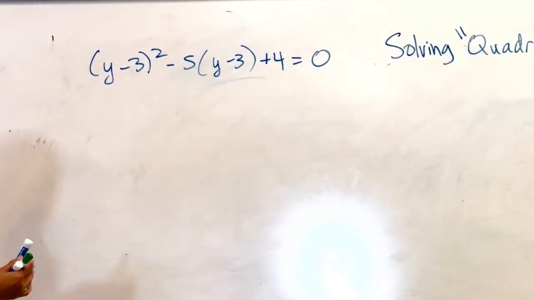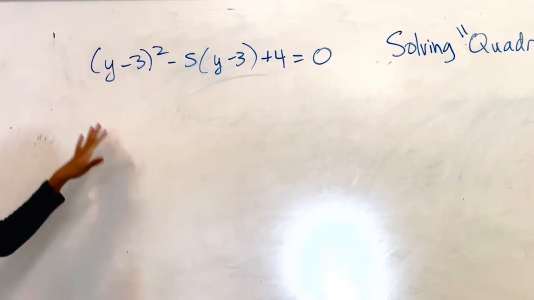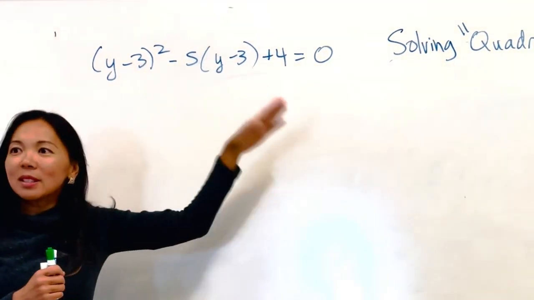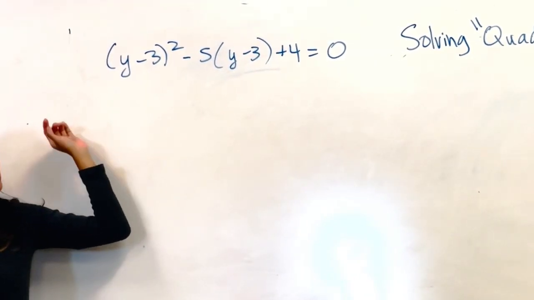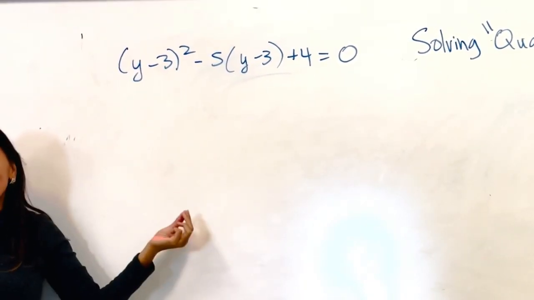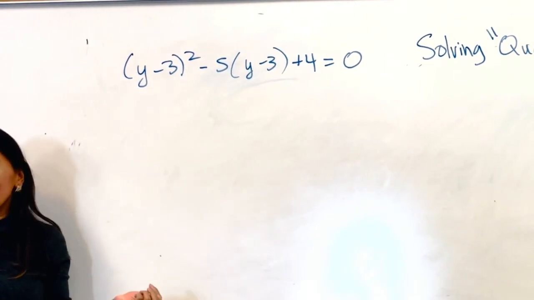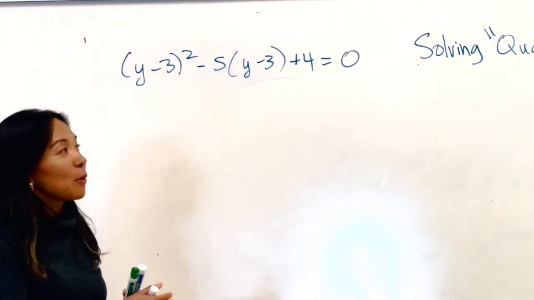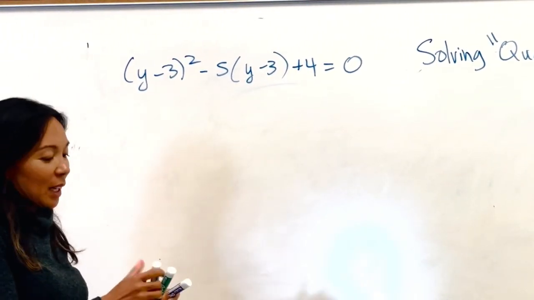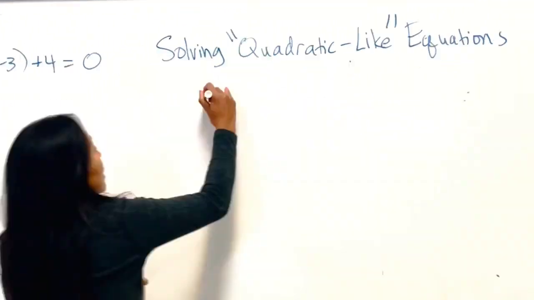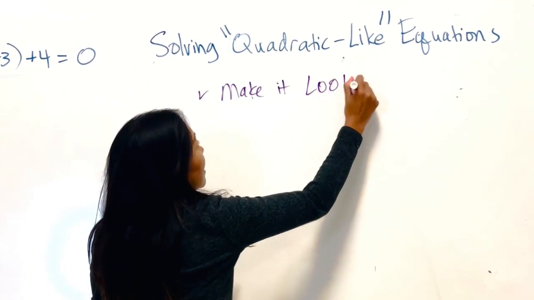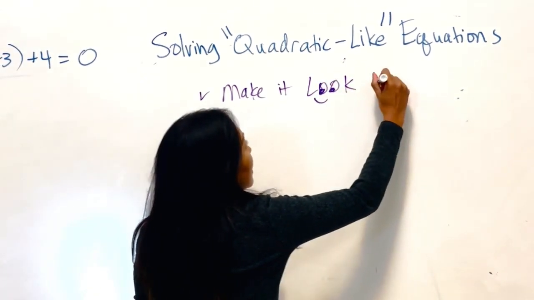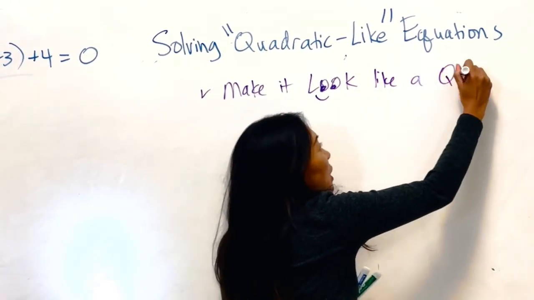So for this something, instead of getting rid of the parentheses and multiplying it all out, the shortcut is that I'm going to force this to look like a quadratic. Because if it was a quadratic, we can solve it now.